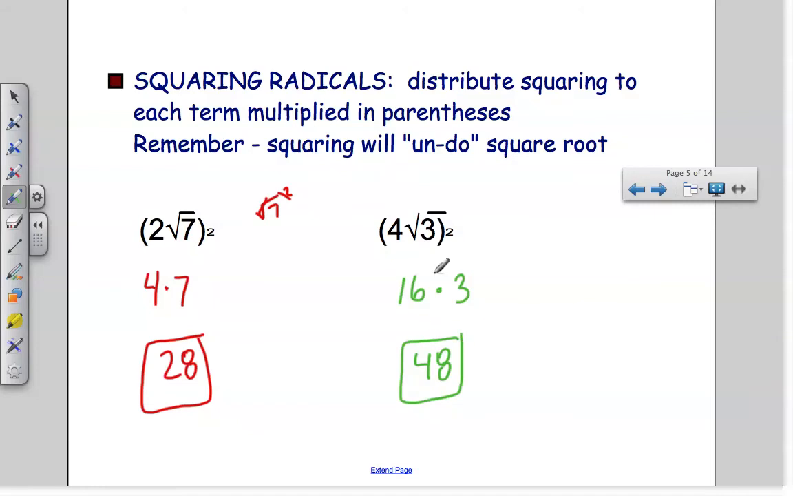And you notice when you're squaring and you had a square root in there, your answer does not have a square root, because, again, of this inverse operation thing. They undo each other.